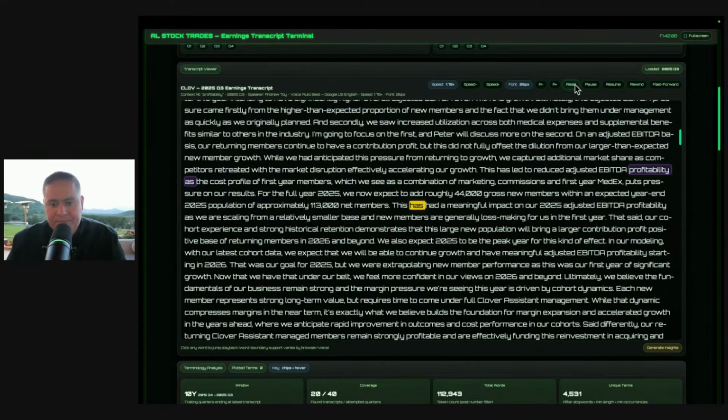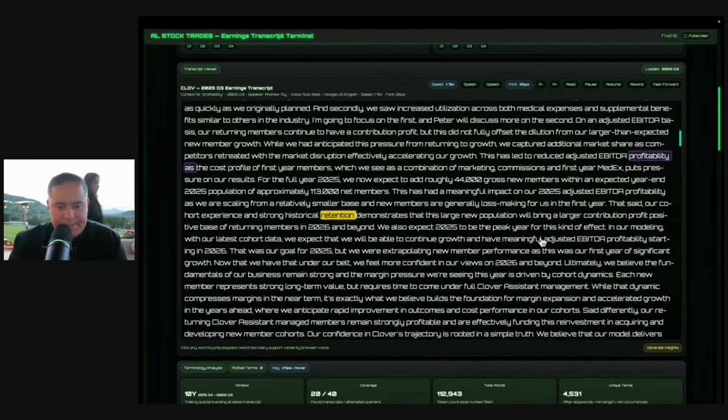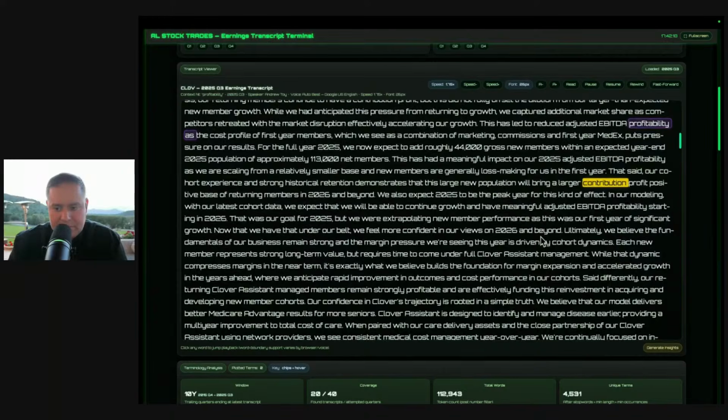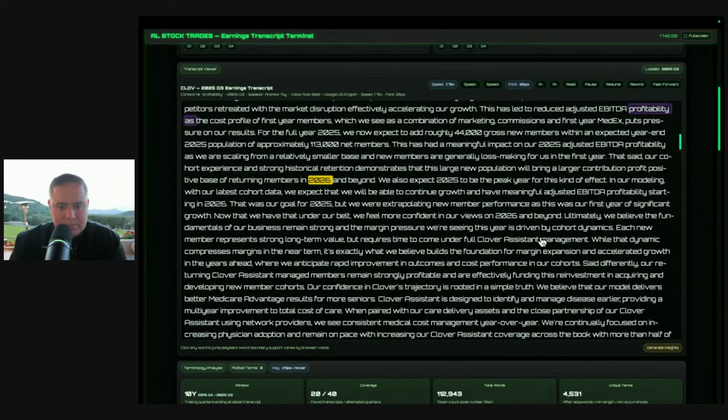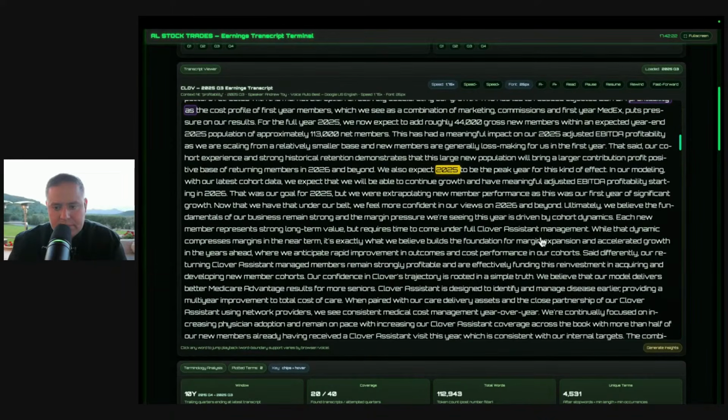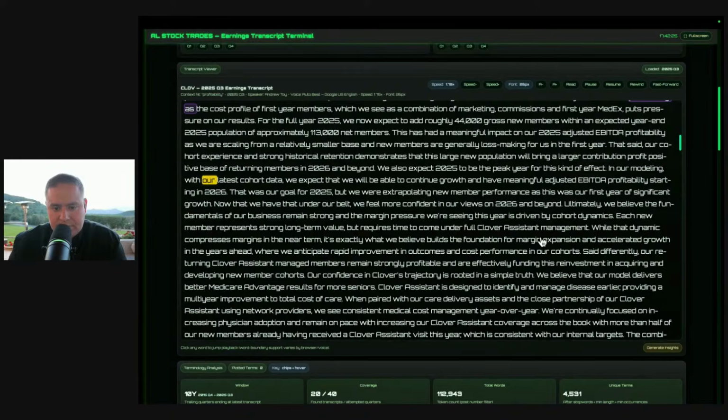And yes, this has had a meaningful impact on our 2025 adjusted EBITDA profitability as we are scaling from a relatively smaller base and new members are generally loss-making for us in the first year. That said, our cohort experience and strong historical retention demonstrates that this large new population will bring a larger contribution profit positive base of returning members in 2026 and beyond. We also expect 2025 to be the peak year for this kind of effect. In our modeling, with our latest cohort data, we expect that we will be able to continue growth and have meaningful adjusted EBITDA profitability starting in 2026.